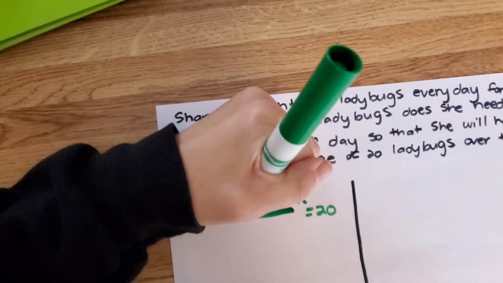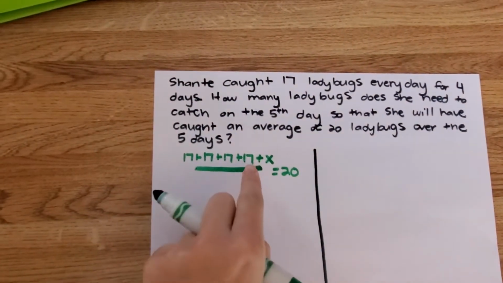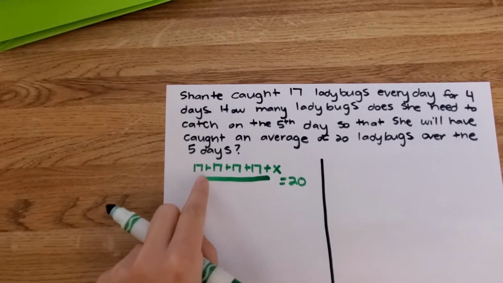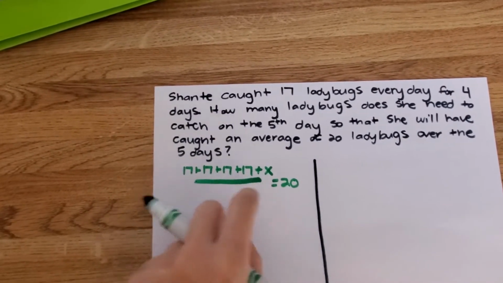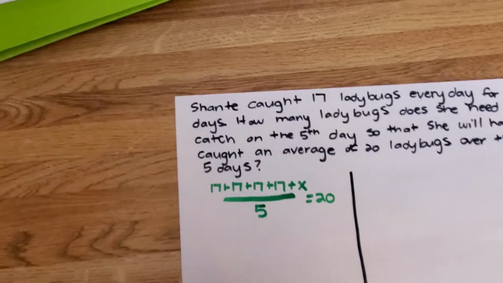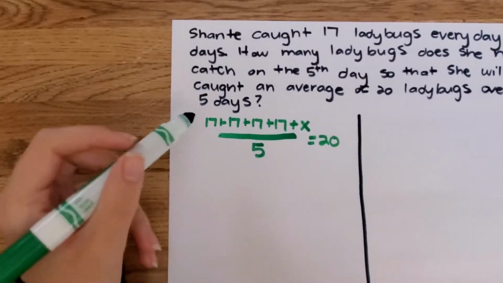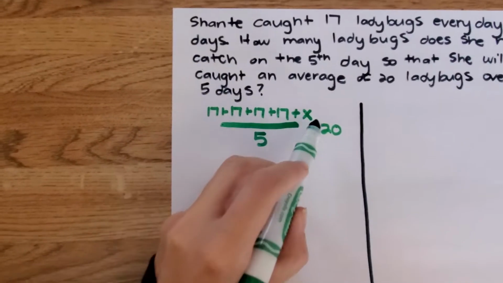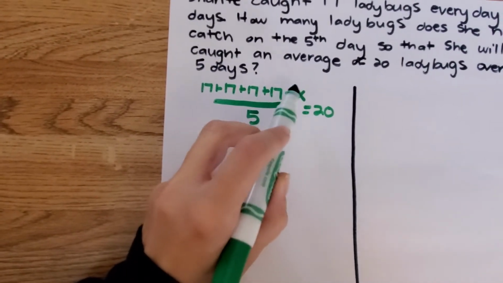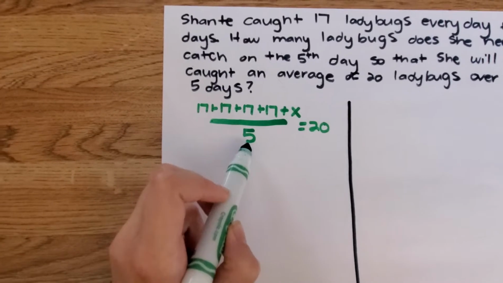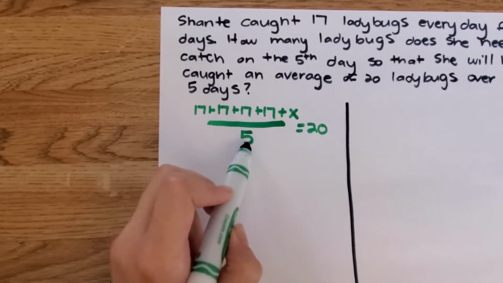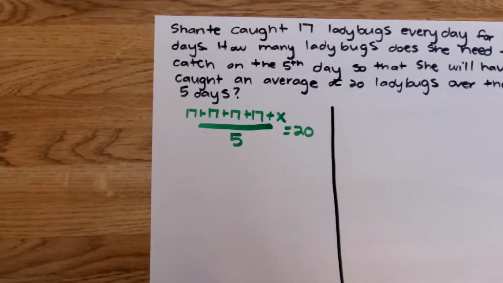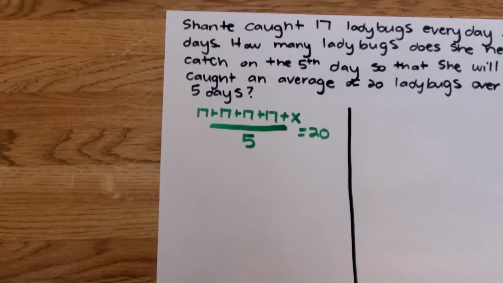Now, when we find an average, we add up the sum of all of our values over the number of values, and this is over 1, 2, 3, 4, 5 days. So we know that this is going to be over 5. So again, we have 17, 17, 17, 17 for the first 4 days. We don't know what the 5th day is. This is what we want to find out. It's divided by our 5 days, and we want it to make it look like we caught 20 every single day for our average.